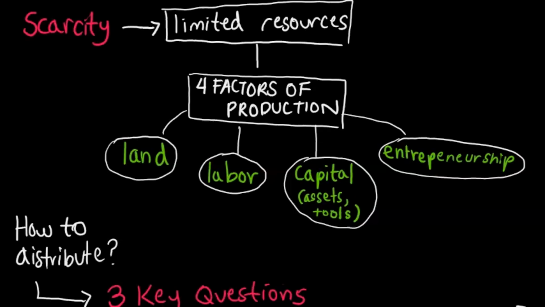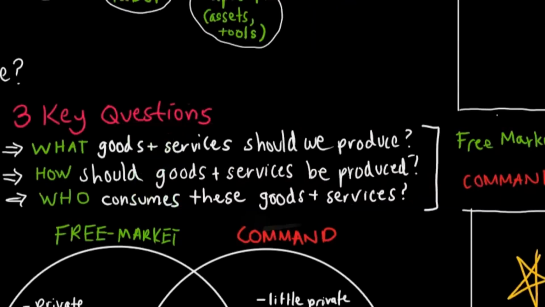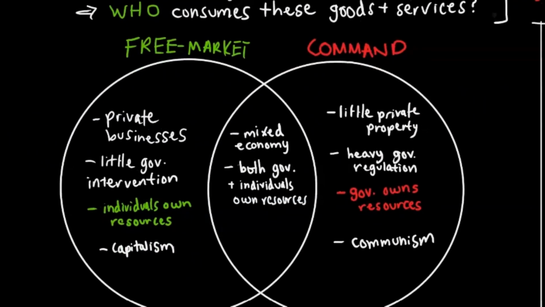And so when you have limited resources, you really have limited factors of production. You have limited land, you have limited labor, you have limited capital, etc. And so the question arises is that how do you distribute the land, labor, and capital among all these people, right? So what kinds of goods and services should we produce? How should they be produced? Who should consume these goods and services? And so as a society, right, as a whole, there is two main sort of economic systems that have arisen. And those are a free market economy, which the resources are dictated by the individual, or you have a command or centralized economy, which the resources are dictated by a government.